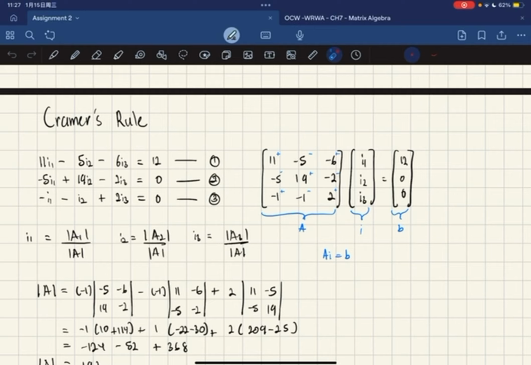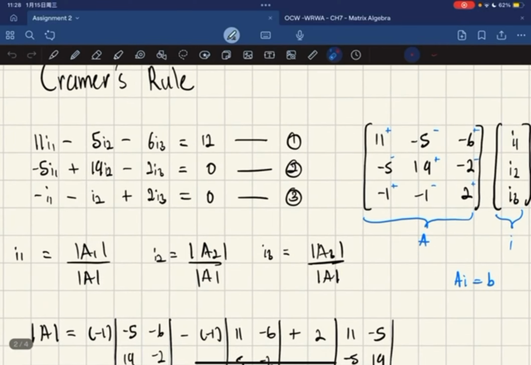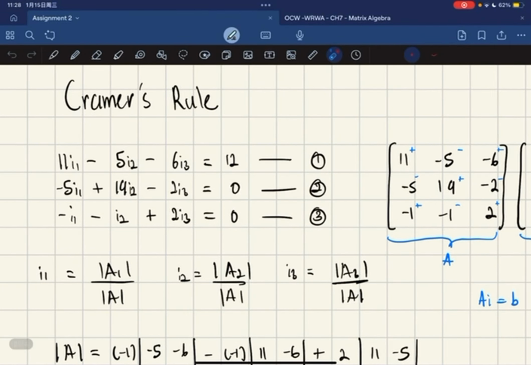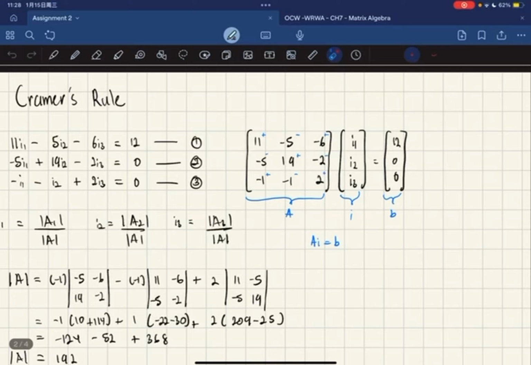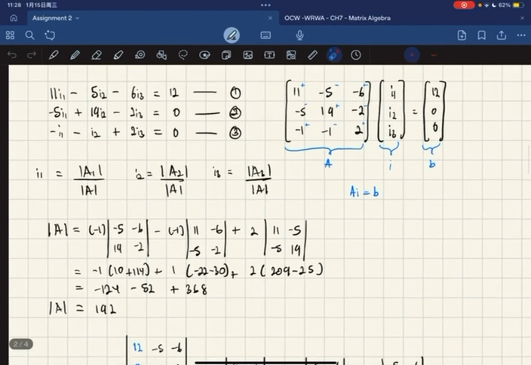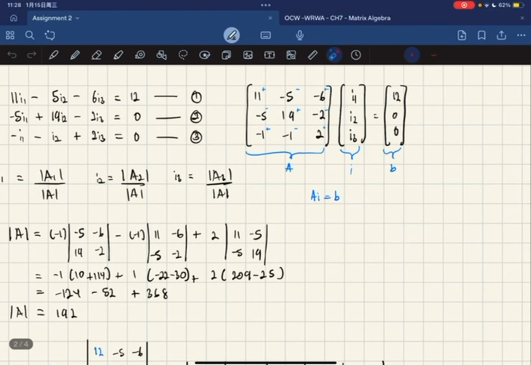Hello, my name is MOHAMAD bin SADIK, and I'll be explaining how to solve a simultaneous linear equation using Cramer's rule. So we have the 3 simultaneous equations here with the variables I1, I2, and I3, and in matrix form they look like this, where there are 3 matrices: matrix A, matrix I, and matrix B, and their relationship together is AI equals B in this case.